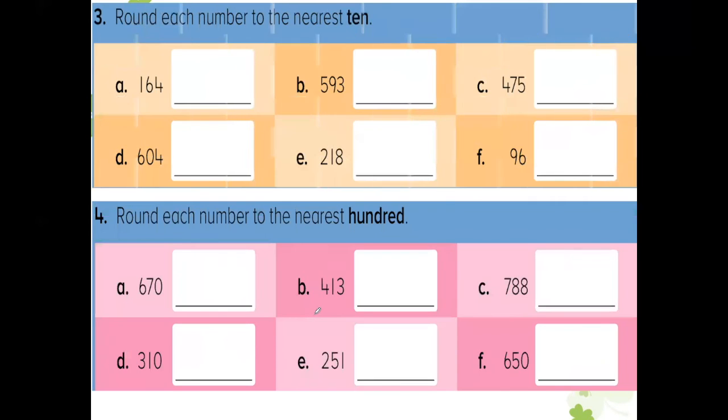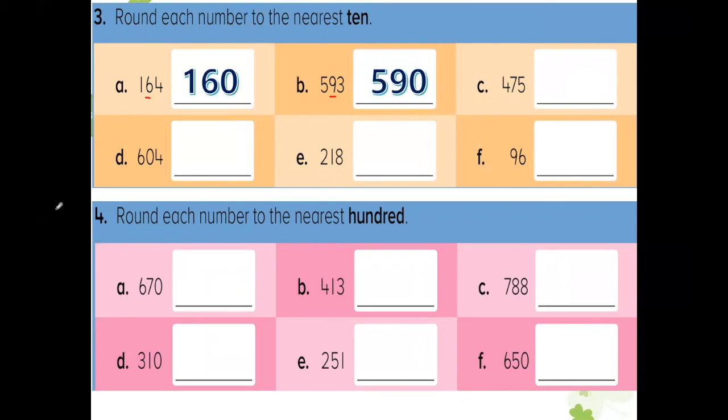For number 3, round each number to the nearest 10. Okay, so letter A, we have 164, so 6, 10. The number that's beside is 4, so we're going to count it down, so it becomes 160. So we have here 9, 10. So the number that's beside 9 is 3, so we're going to count it down, so it becomes 590.